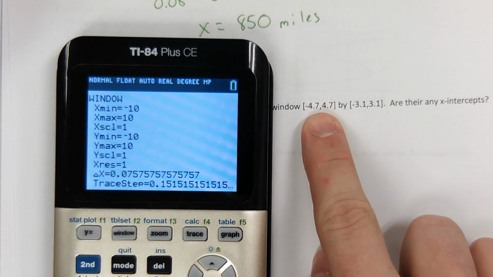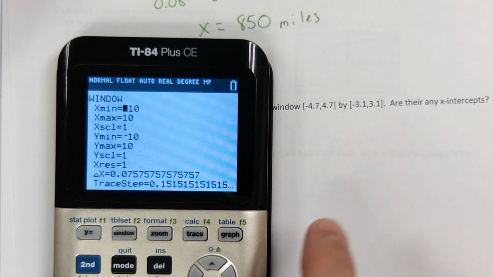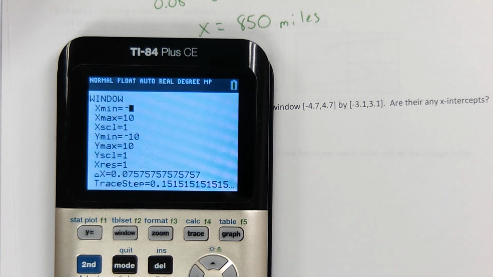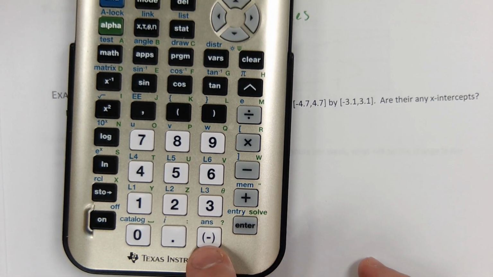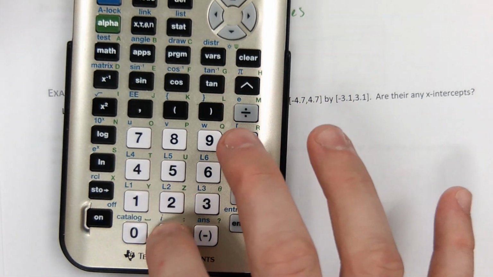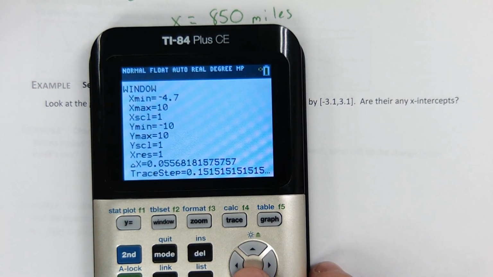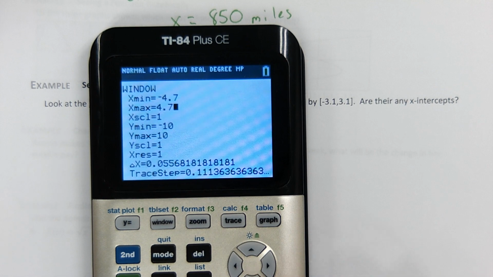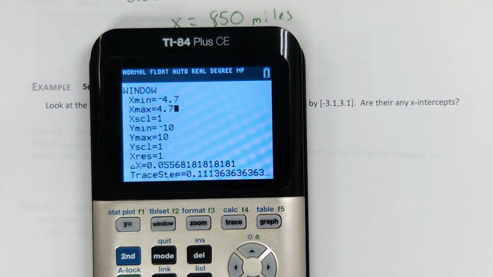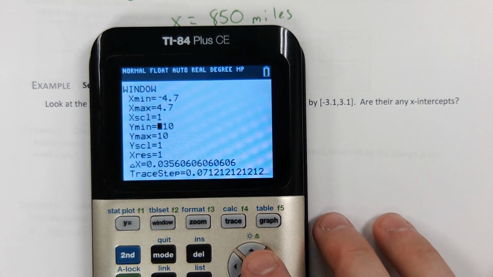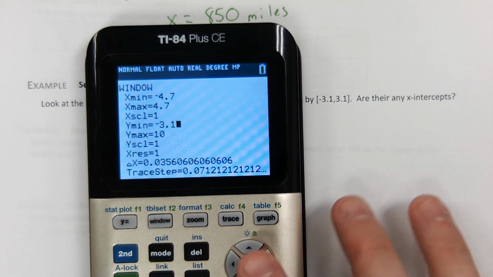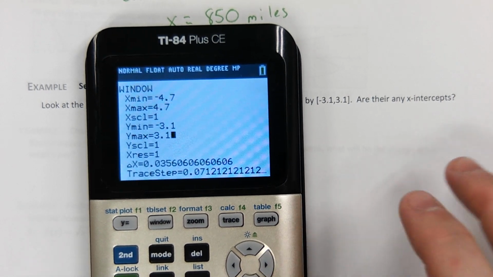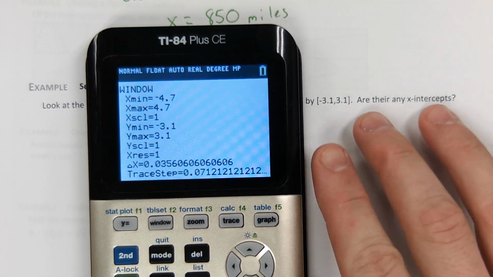It wanted me to use this for my x values and this for my y values. Negative, which is the button down here on the keyboard, not on the side. So negative 4.7 was my x minimum. My x maximum was 4.7. It didn't give me an x scale, so I'm just going to leave it at 1. My y minimum and y maximum are negative and positive 3.1. The negative is already there, 3.1. Y maximum, 3.1. Now I'm going to hit graph.